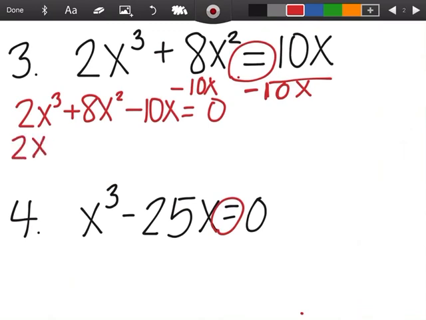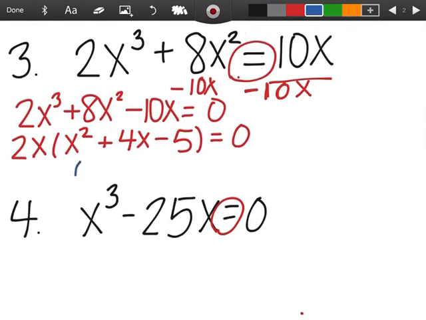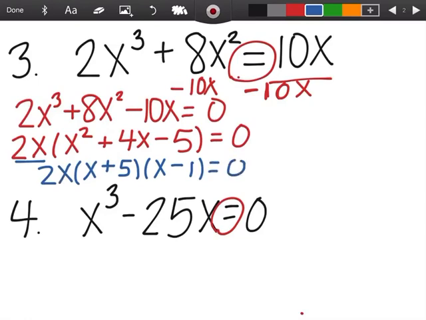So I'm going to factor out a 2 and an x. And when I do that, I'm left with x squared plus 4x minus 5 equals 0. And then I look at what's inside the parentheses and I factor further. So I factor x squared into x and x, and the two numbers that multiply to be negative 5 and add up to be 4 would be a positive 5 and a negative 1. And then I don't want to lose my GCF out front, 2x. So 2x times x plus 5 times x minus 1 has to equal 0.